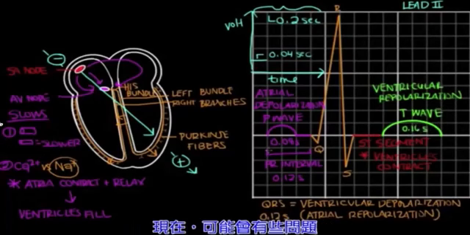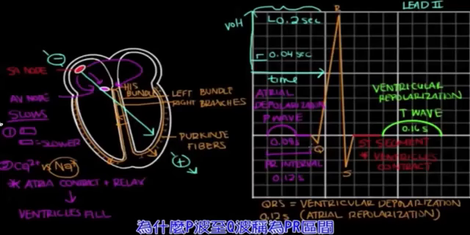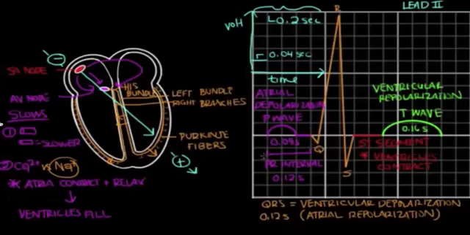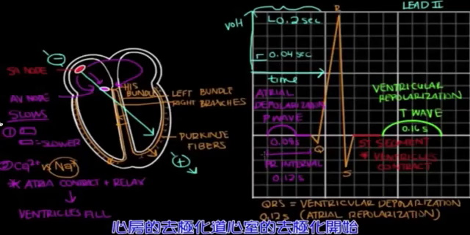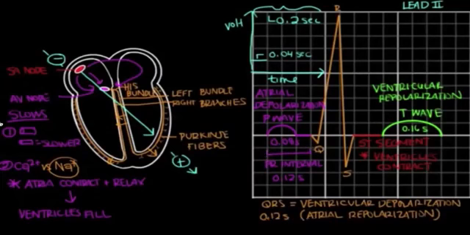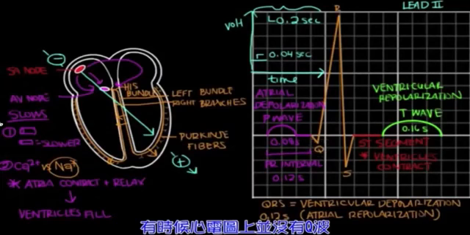Now, something you might be asking yourself is, why is the PR interval called the PR interval when it goes from the P to the Q wave? Well, remember we said that the PR interval is from the beginning of atrial depolarization up until the start of ventricular depolarization. Sometimes there's no Q wave on the EKG.